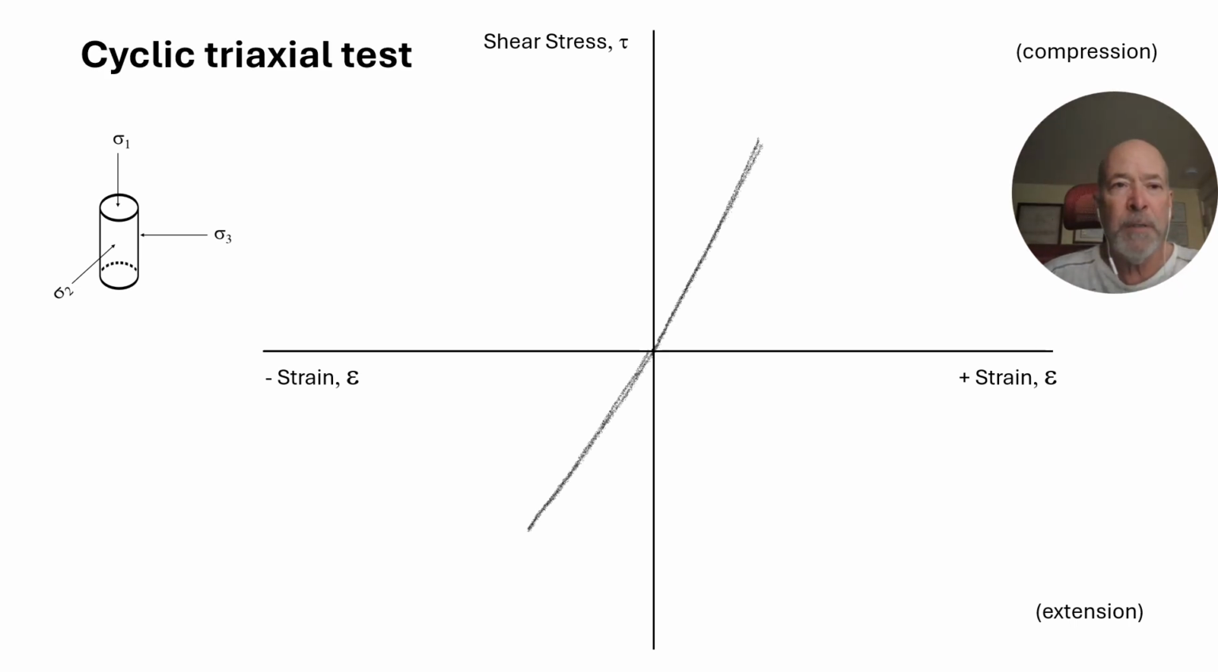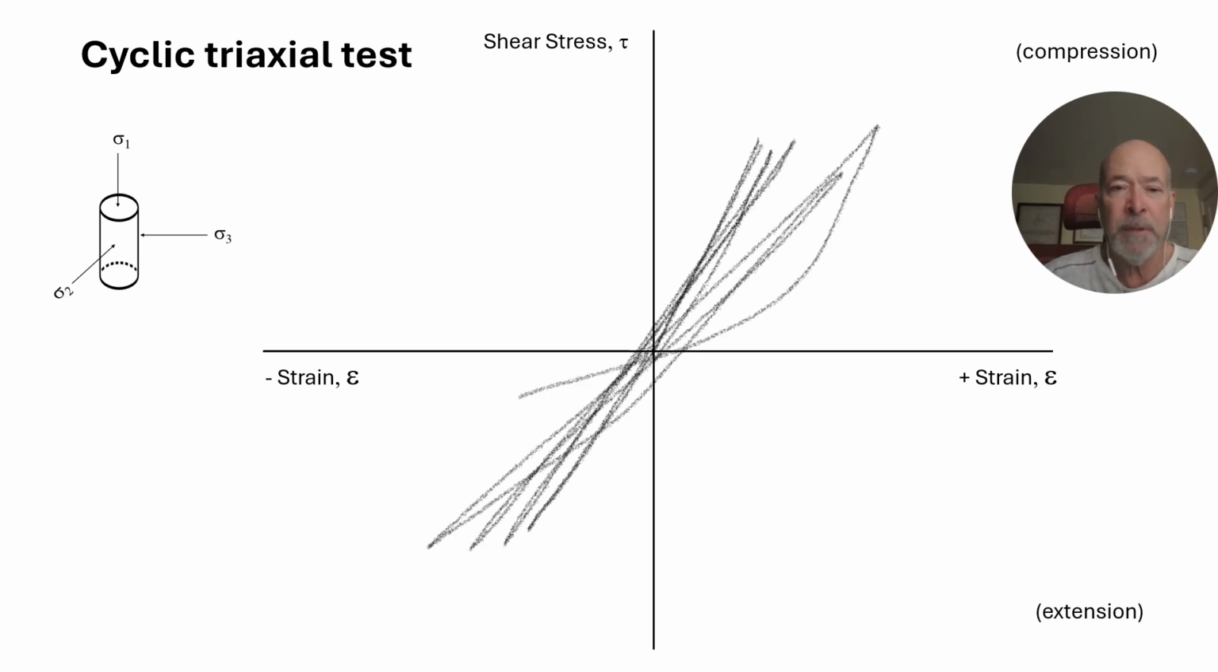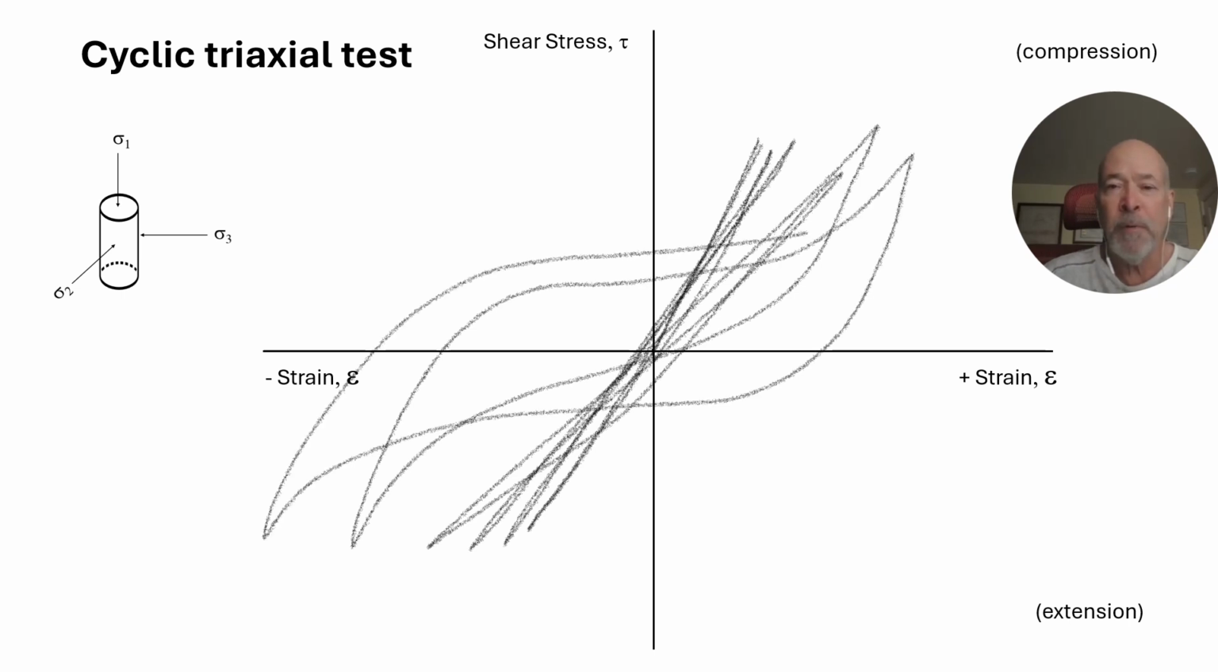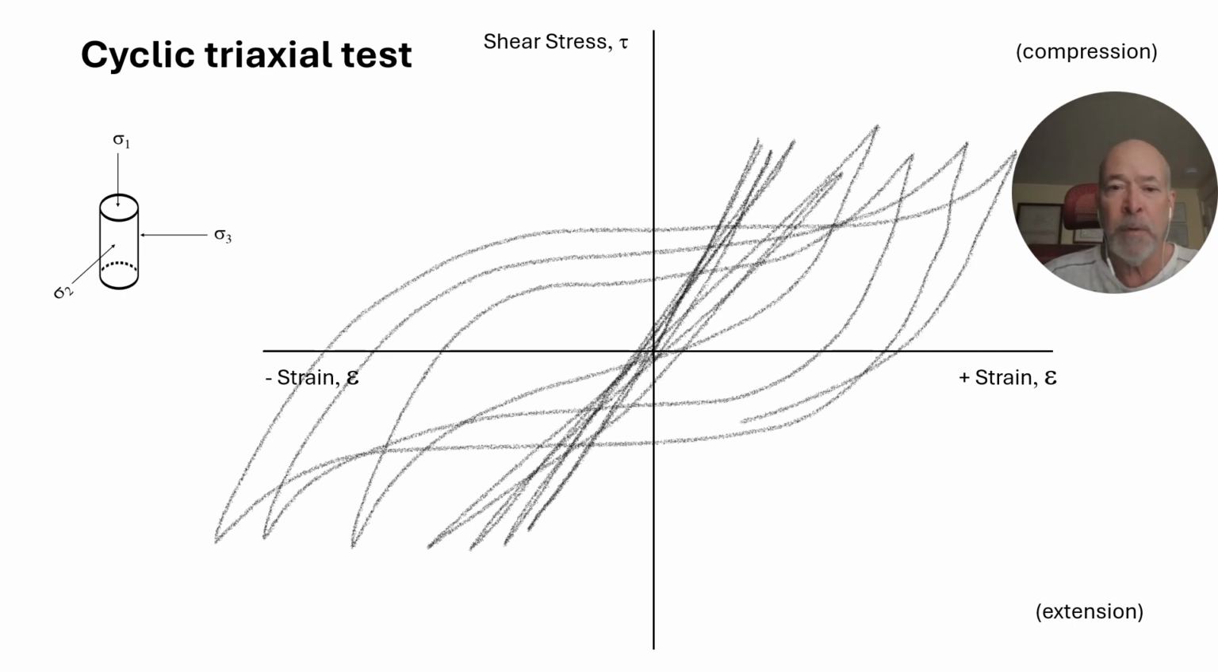Okay, so if we look at a cyclic triaxial test, let's see what happens there. So we have that initial stiffness, and we repeat that, and we number the cycles on here. Pretty soon it loses that stiffness. Then we'll get these long loopy curves where we've lost all of that initial stiffness, and the sample is actually liquefied under cyclic triaxial conditions.